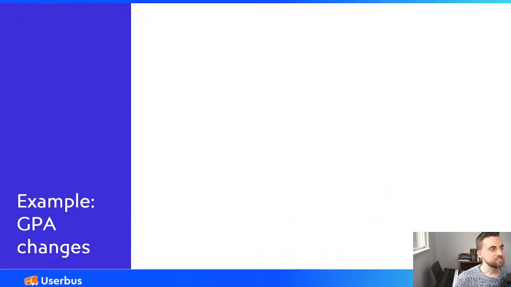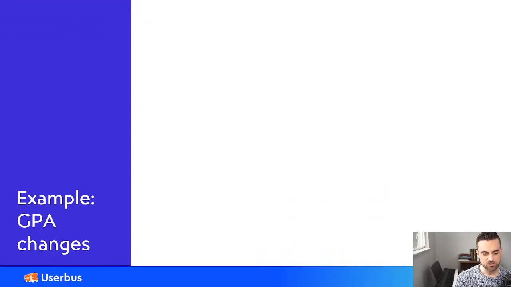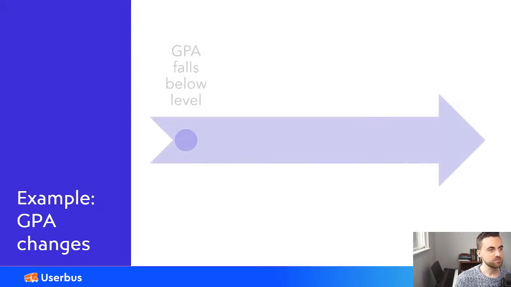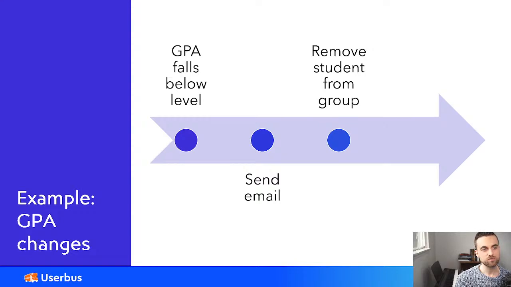Here's another example, students' GPA changes. So let's say you have a student, their GPA falls below a certain level, and maybe you want to send an email to somebody, you want to remove the student from some group, maybe you want to add them to some group, whatever those are.